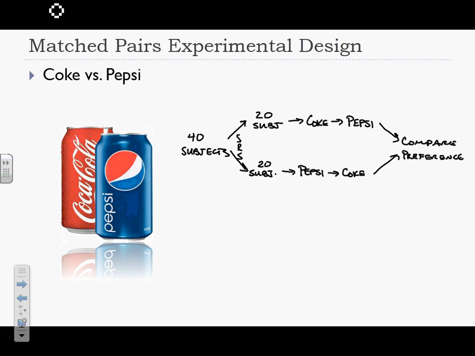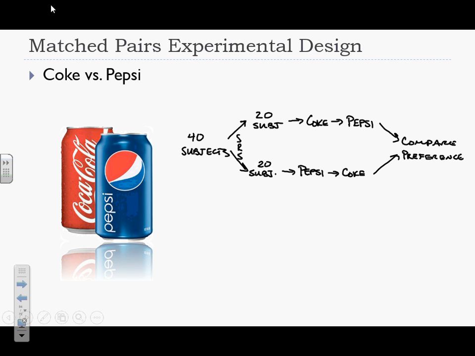Okay? So this is what a match pairs design would look like. If you're diagramming out a match pairs, this is exactly what it looks like. Take your subjects, split them into two separate groups randomly, and then have one group try treatment 1, then treatment 2, have the other group try treatment 2, then treatment 1, and then you compare. Okay?